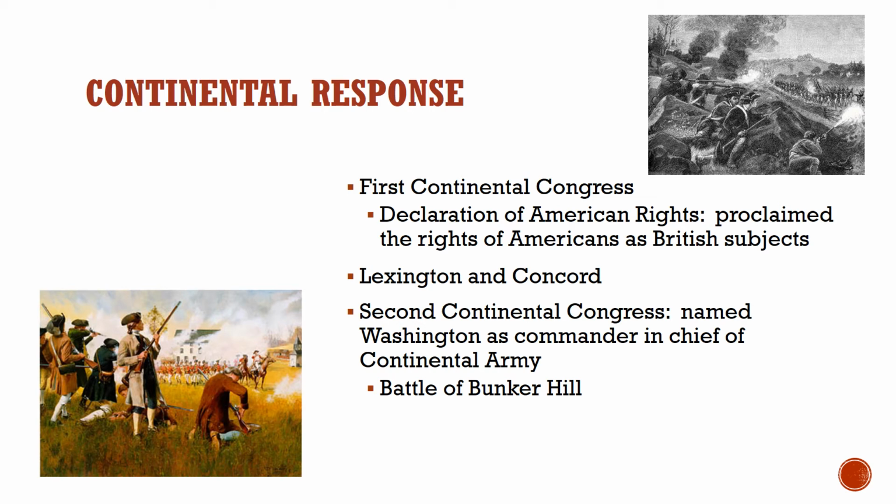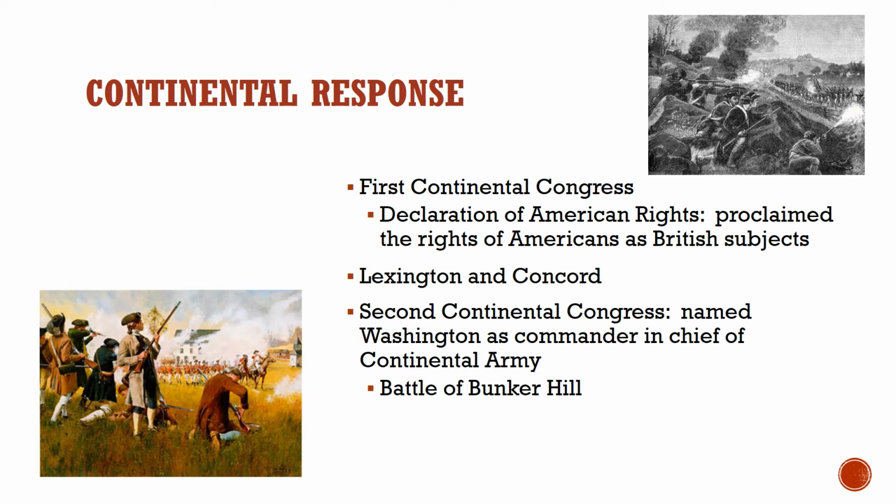The delegates adopted a Declaration of American Rights, which proclaimed the rights of Americans as British subjects, and they denied Parliament's authority to regulate their internal colonial affairs. They also recommended that every community enforce an absolute boycott of all imported British goods.